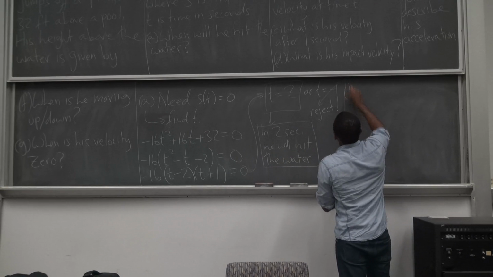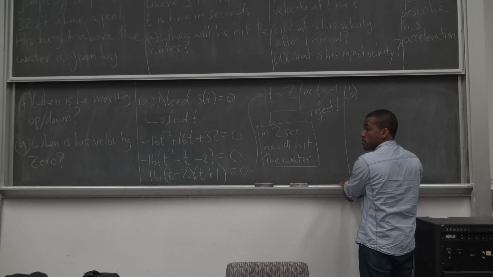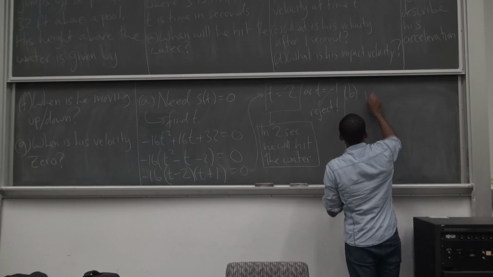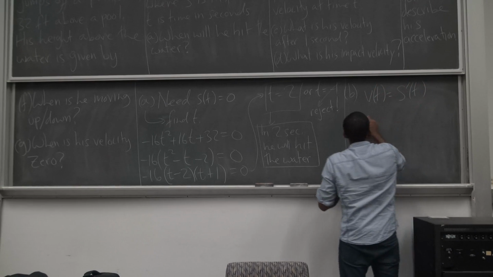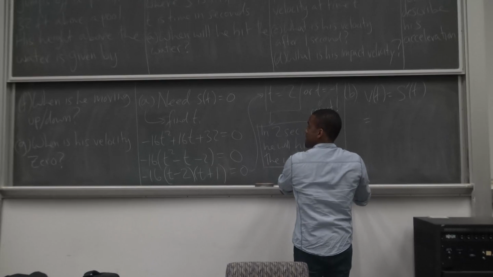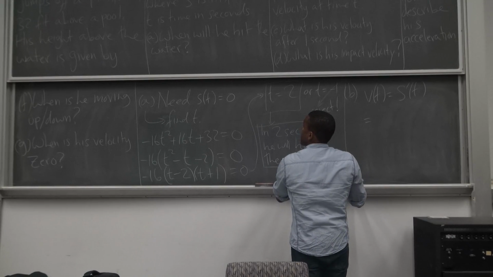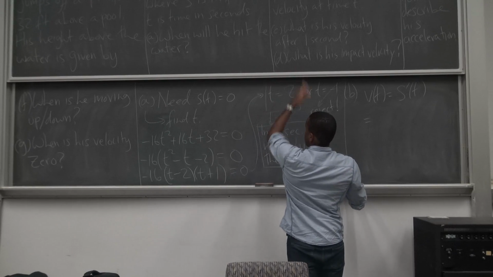Part B, velocity. How do we describe this velocity? First derivative. Remember that v of t is the first derivative of position. So what's the derivative of that? Negative 32t plus 16. We're using the power rule. It's a sum of terms, so we're just going to use the power rule on each term.